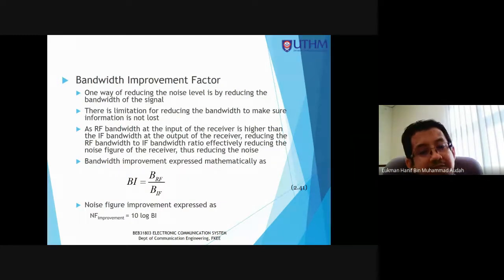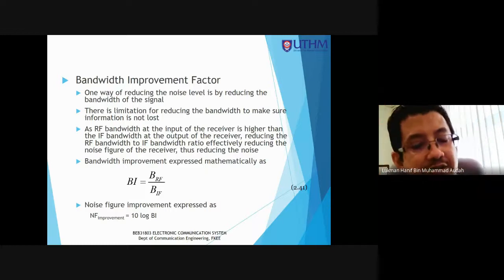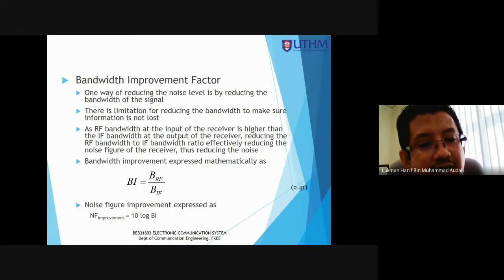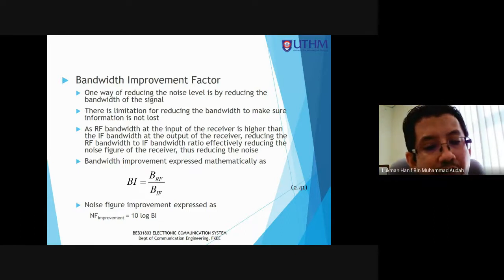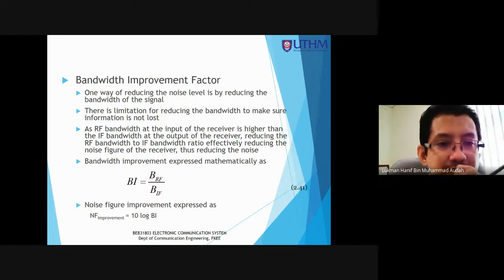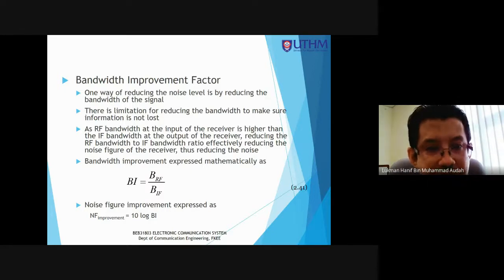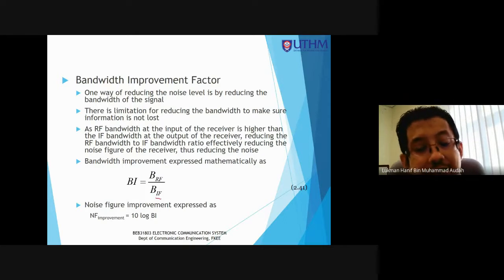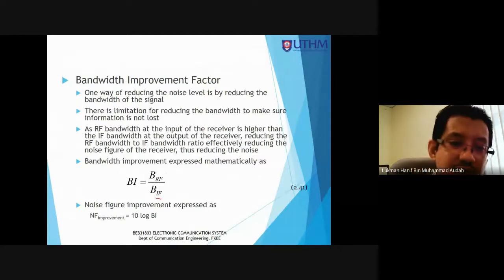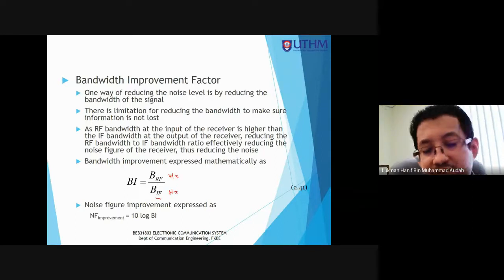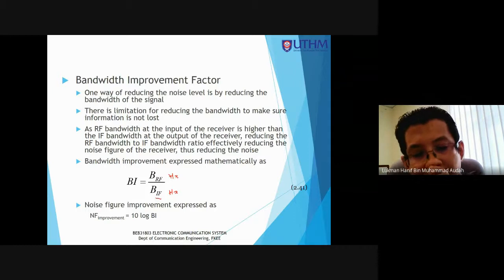Bandwidth improvement factor. Bandwidth improvement factor is defined as bandwidth of RF divided by bandwidth of intermediate frequency. IF here adalah intermediate frequency. Okay, intermediate frequency ada diceritakan dalam slide berikutnya. Ini merujuk kepada nisbah bandwidth. So this is hertz divided by hertz.